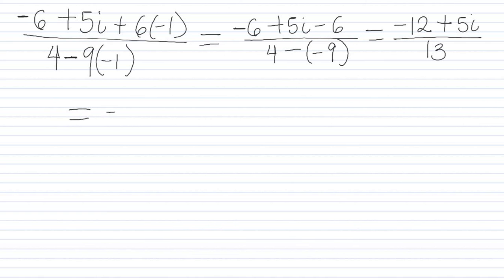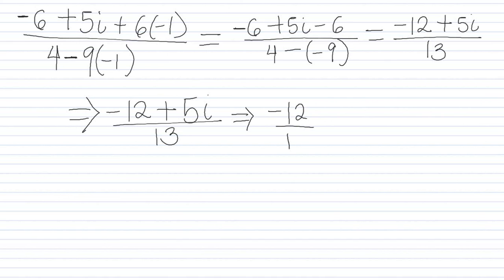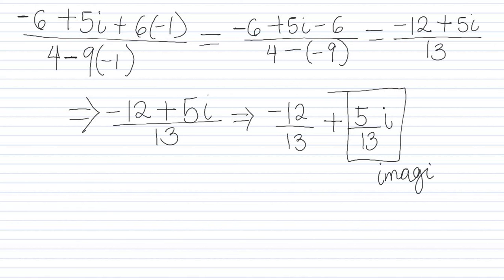So you end up with negative 12 plus 5i divided by 13, which is the same thing as saying negative 12 over 13, that's the real part, plus 5 over 13 i. This part here is the imaginary part. Remember what the question asked us to do, you guys. It said we should put it in the form a plus bi, and we're supposed to find the value of b. And the value of b is positive 5 over 13.